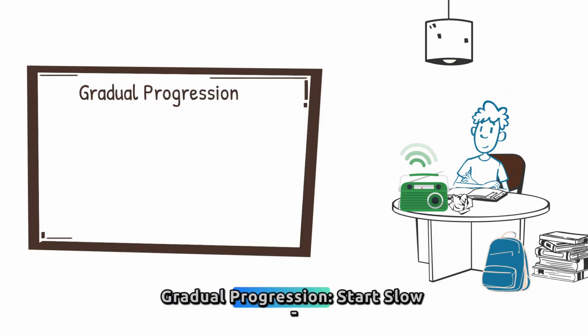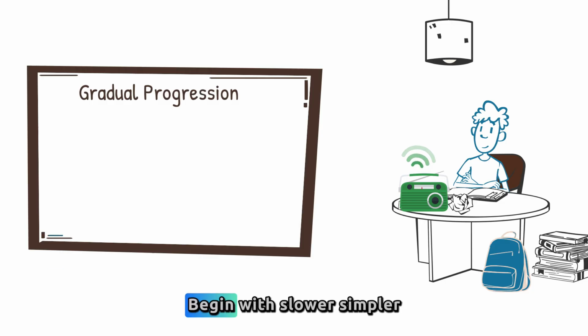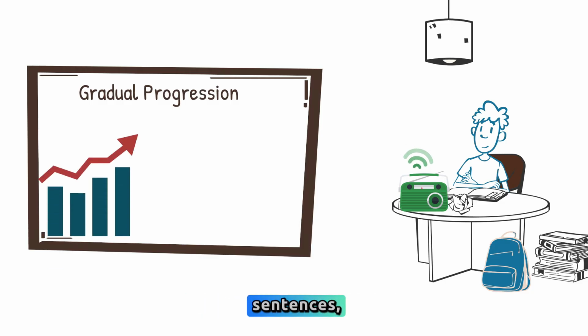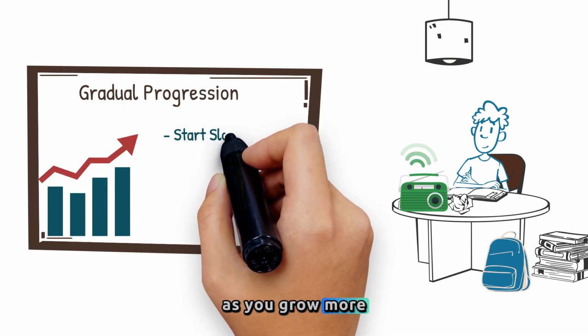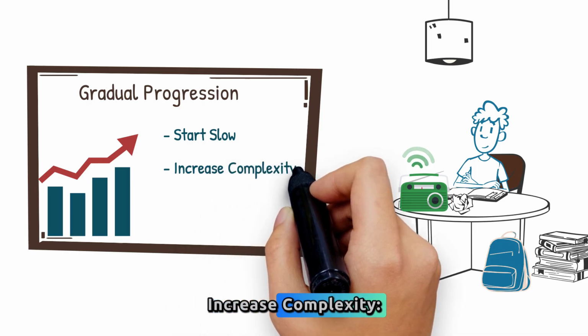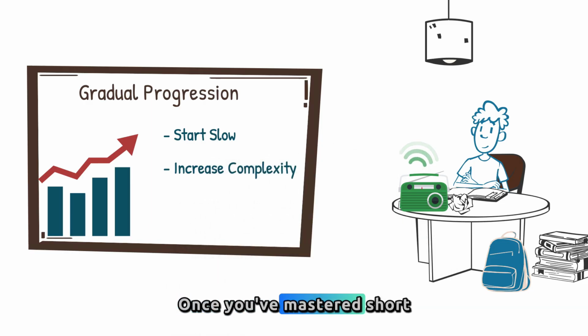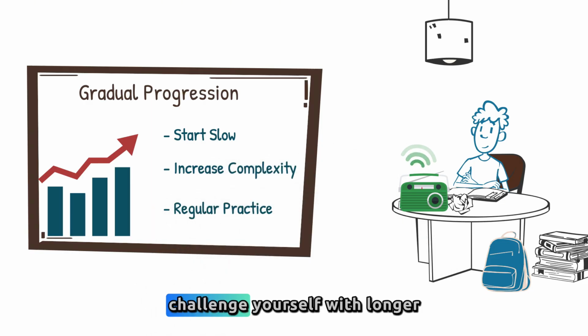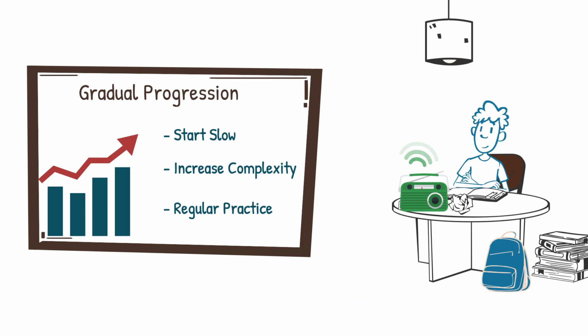Gradual progression. Start slow. Begin with slower, simpler sentences. As you grow more confident, work your way up to faster and more complex speech. Increase complexity. Once you've mastered short phrases, challenge yourself with longer dialogues or monologues.